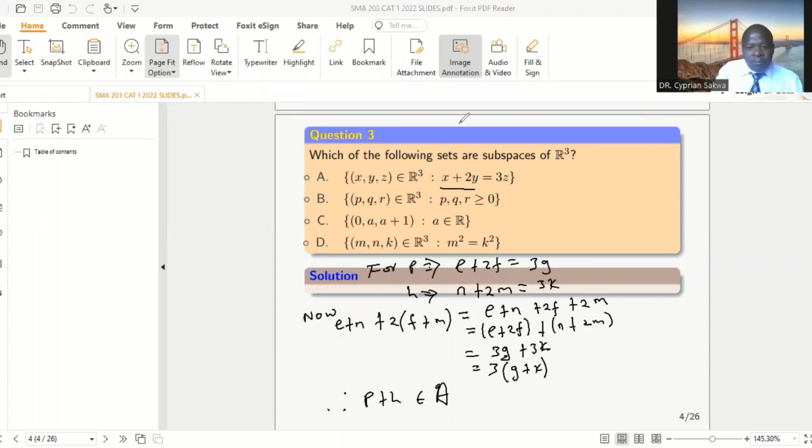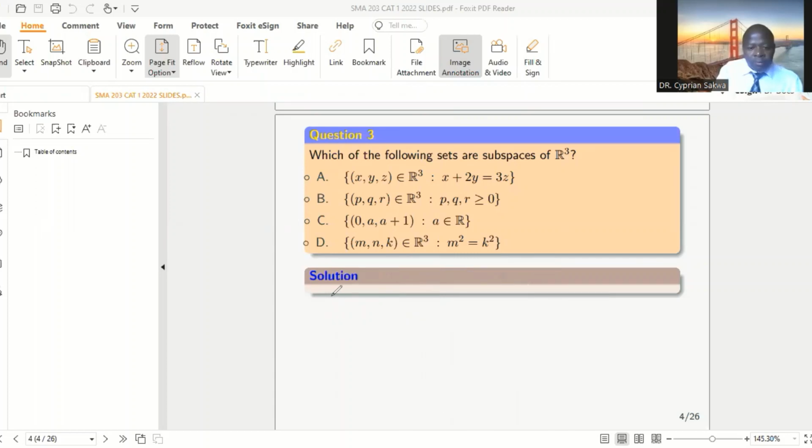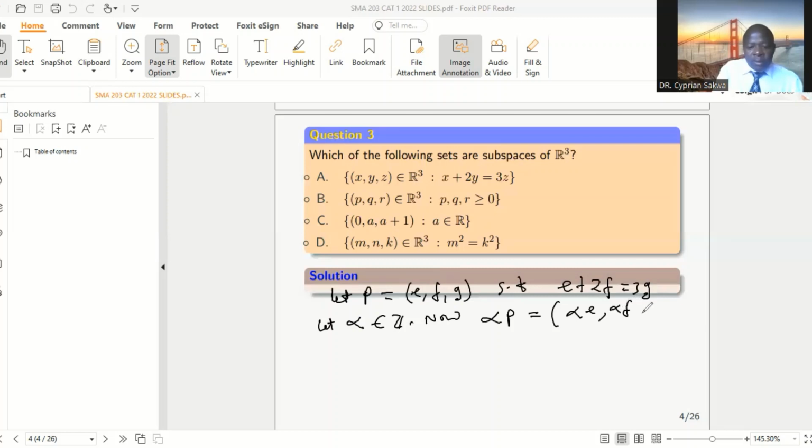So let me just erase this. I still want to use P, which is E, F, G, such that since P has been picked from A, we know that E plus 2 times F will give us 3 times G. But what I want is to pick a scalar alpha and multiply this alpha by P. And when I do that, I should get alpha E, alpha F, and alpha G.